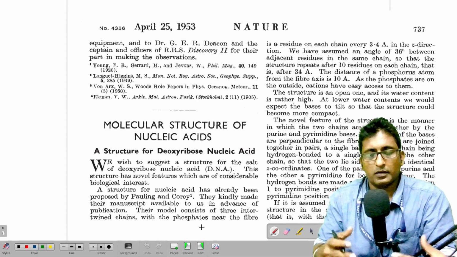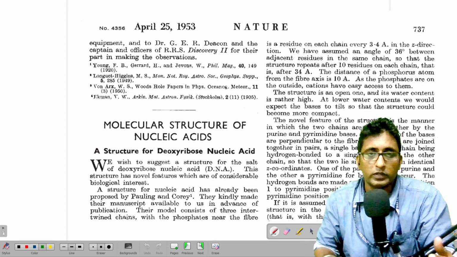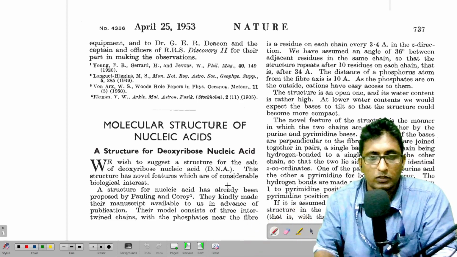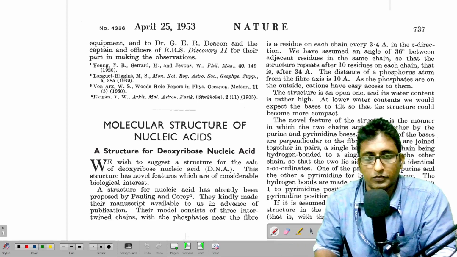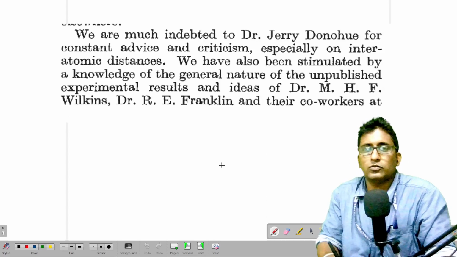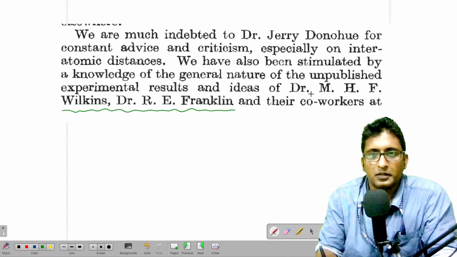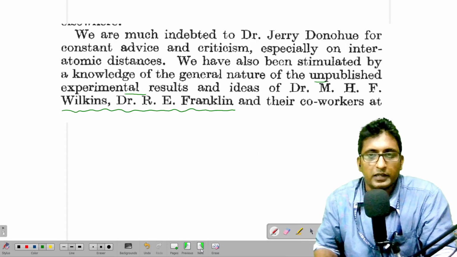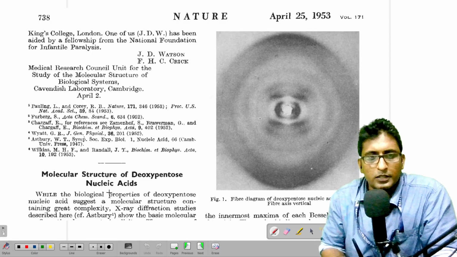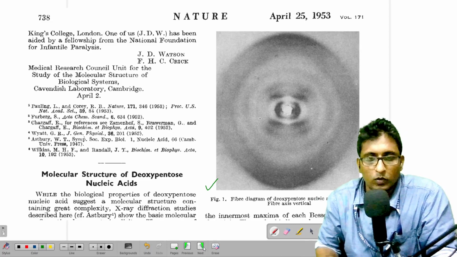They published their paper, the theoretical model they built, in Nature in 1953, and this was published as back-to-back papers along with Rosalind Franklin's X-ray crystallography structures of DNA, I mean, the pictures of DNA. In their paper, they do acknowledge the contributions of Wilkins and Franklin, because some of the unpublished experimental results and ideas were made available by Maurice Wilkins to Watson and Crick. As I said, this is the paper by Rosalind Franklin. It is published just after the paper of Watson and Crick.